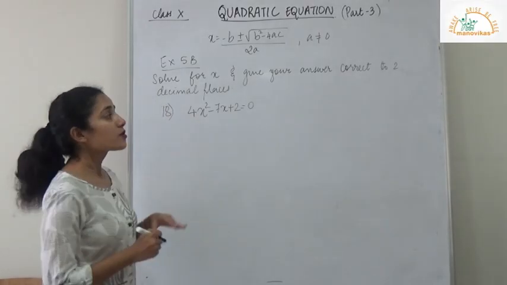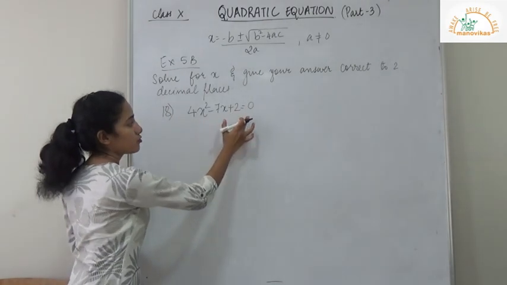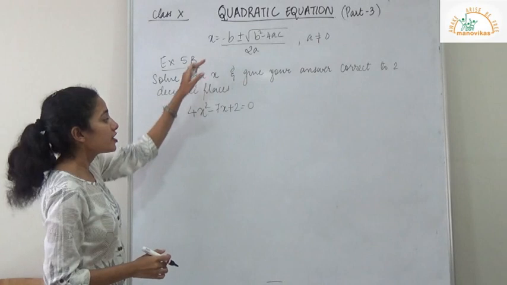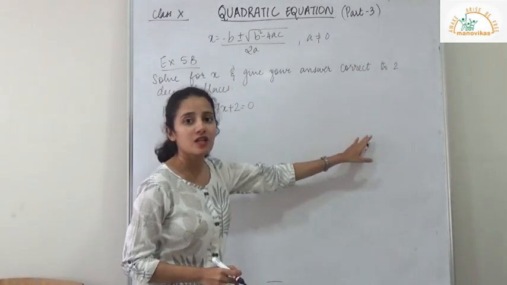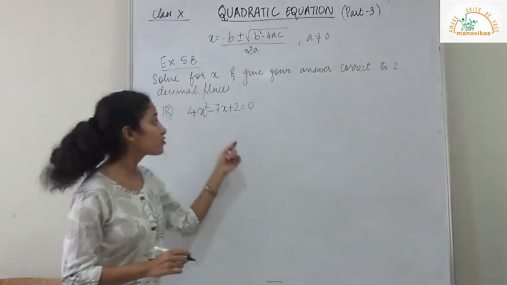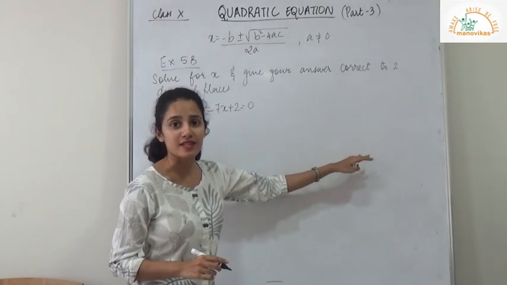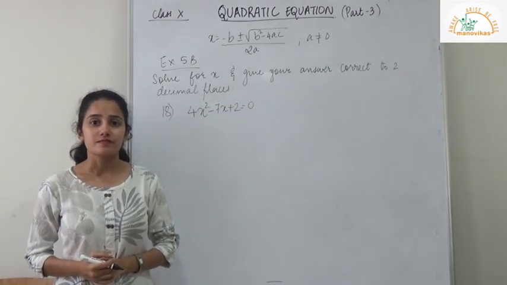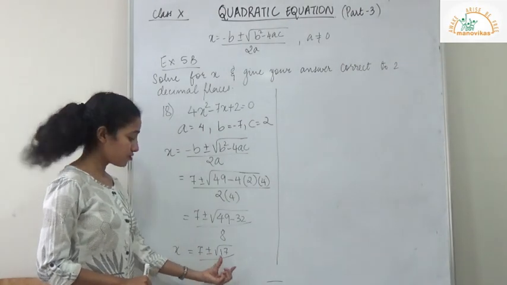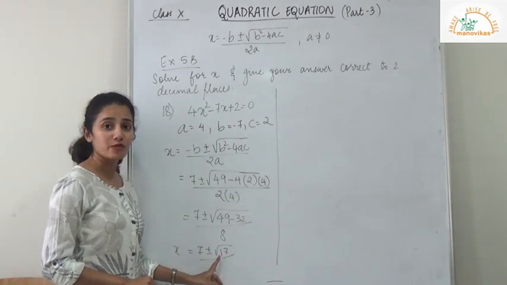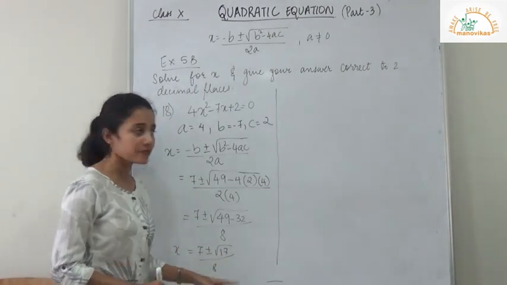Let us consider another problem from the same exercise. You have 4x square minus 7x plus 2. So using the quadratic formula, you obtain the value of x, and then you do the long division. For a short while, why don't you pause the video and try to do it up till at least the long division itself. So once you have obtained the value of x till here, now let us do long division to obtain the value of root 17. Note that root 17 cannot be reduced any further because it's a prime number.